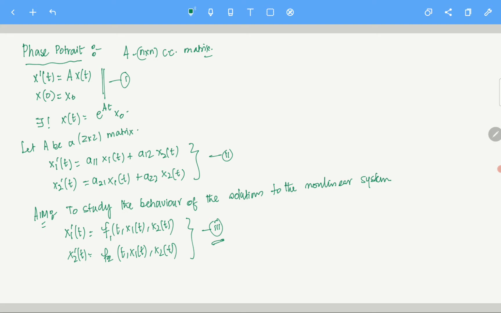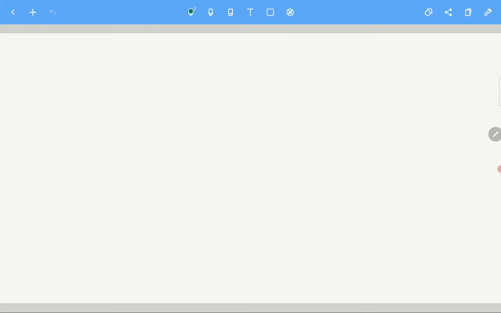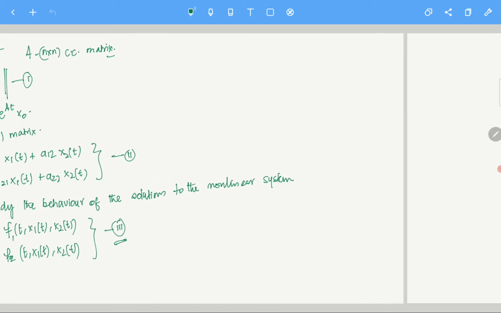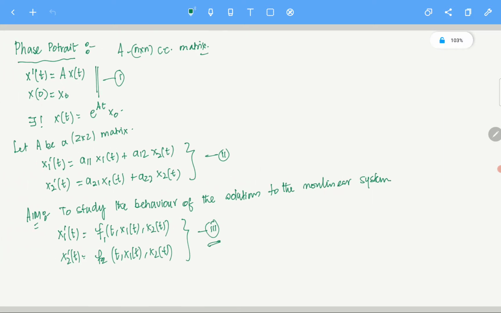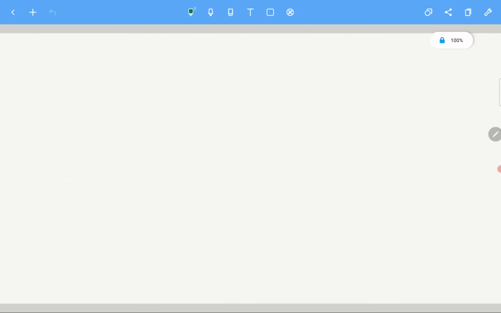But since it is not possible to explicitly solve the problems all the time, what we can do is look at some other problem which actually behaves like this problem in a small neighborhood. That is what we are going to do. Now, for that we are going to sketch the solution. So in this class, we are going to learn how to sketch the solutions of 2. Okay.